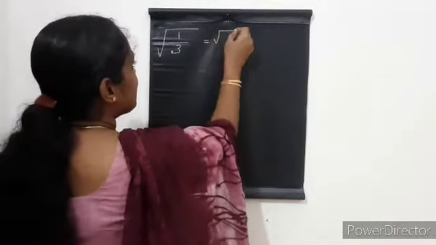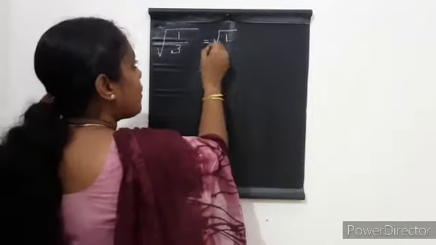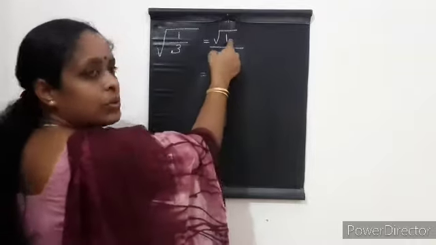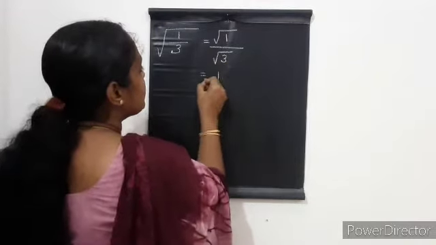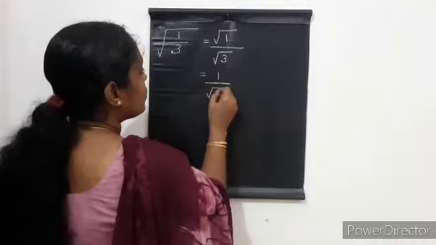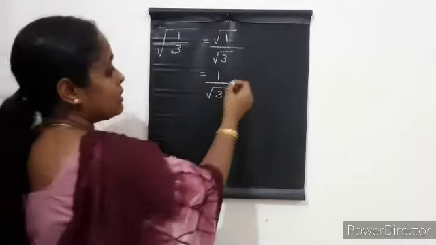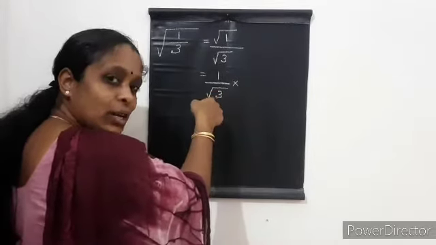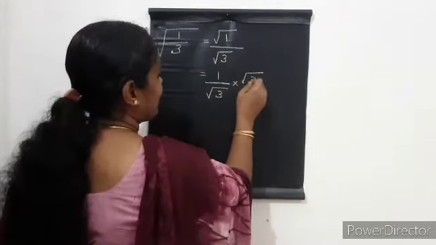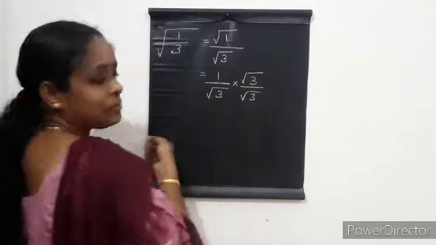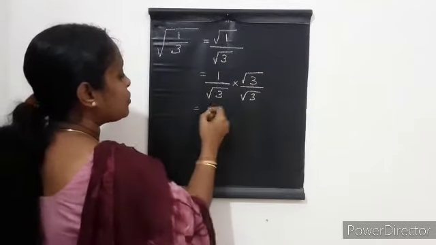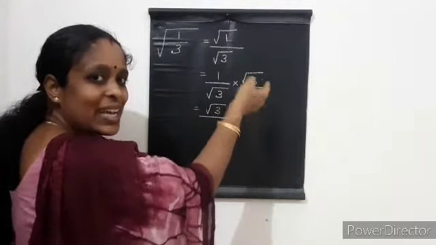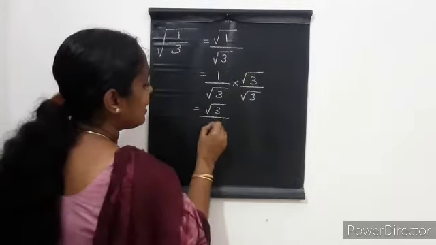Yes, first we split it, square root 1 by square root 3. Then you know root 1 is 1, so we write it 1 by root 3. Now we multiply the numerator and denominator by root 3. This is equal to 1 into root 3 is root 3 and root 3 into root 3 is root 3 square and that is 3.